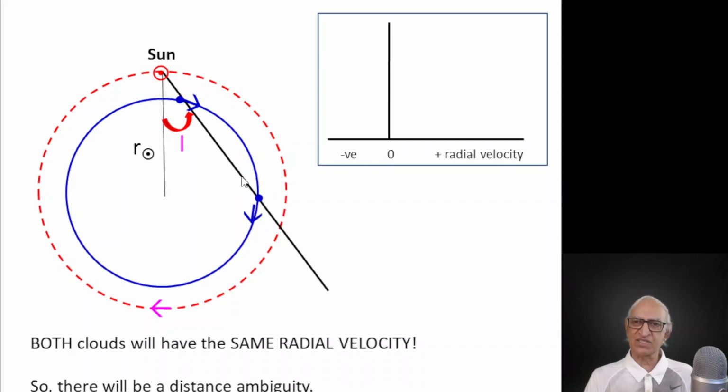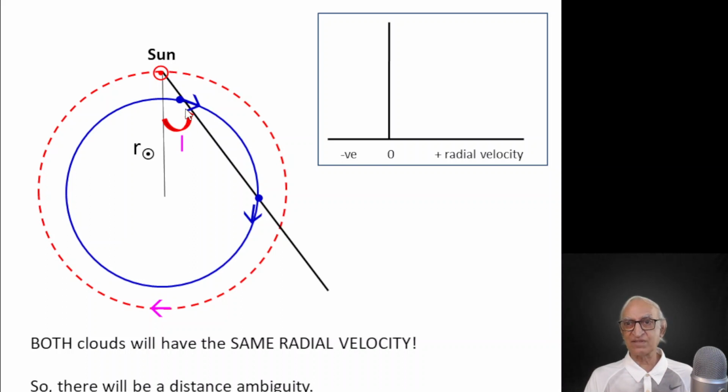What is radial velocity? Both these clouds will have a velocity vector which is tangent to the circle at that point, which is tangent to the circle at this point. So to get the radial velocity, I have to decompose it in that direction, decompose it in that direction. And if that angle is theta, then it is v cos theta, it will be the same. In other words, the radial velocity of both these clouds will be the same. Therefore, you will not be able to tell whether the cloud is here or there. You will only be able to tell that they are on the same circle.